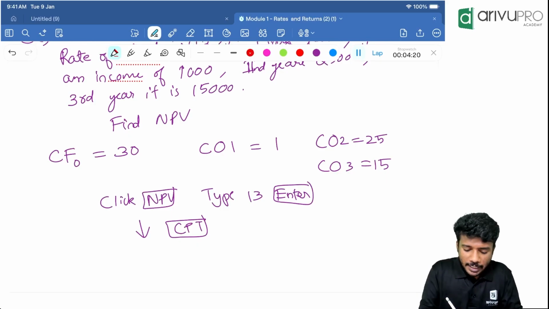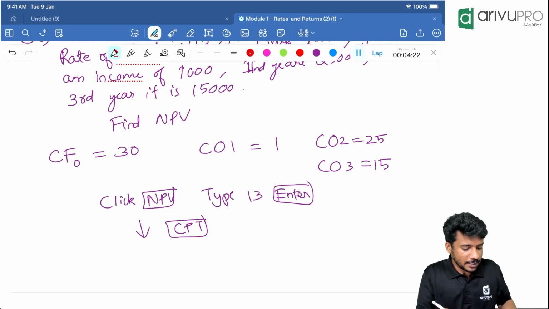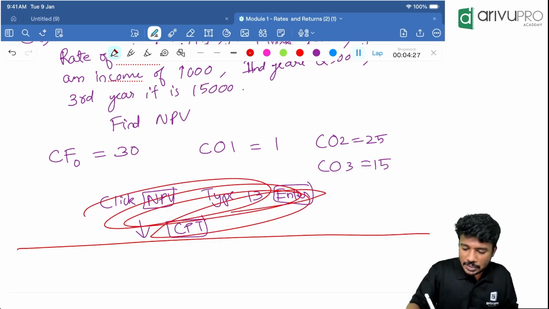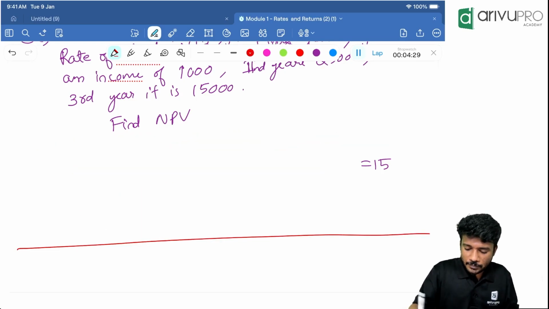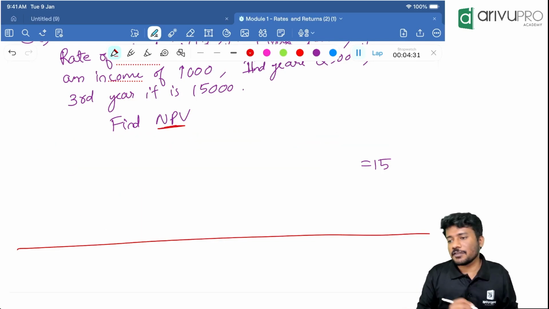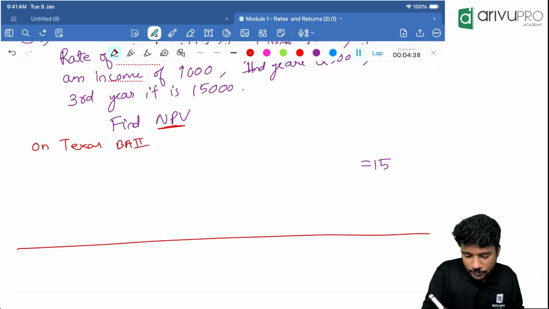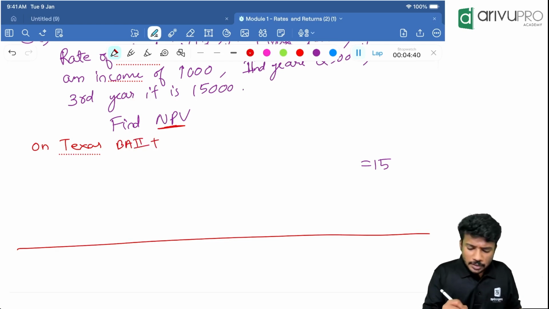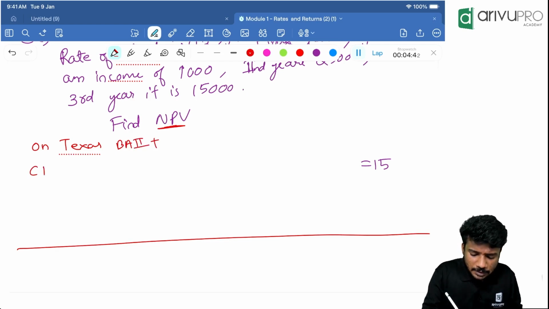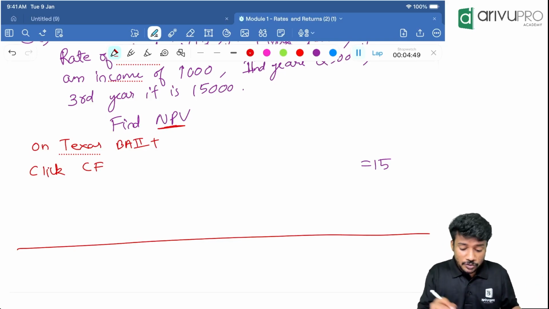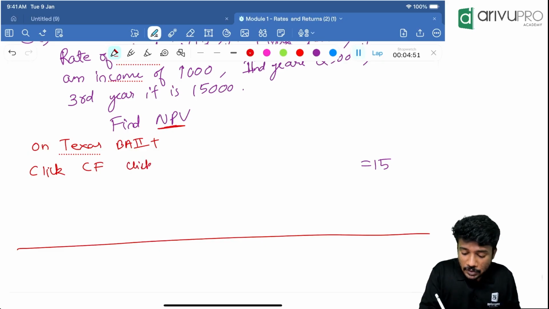Perfect. So on the calculator, the first step is to clear everything. We are computing the NPV value. On the Texas calculator, click the CF button. Once you click the CF button, you will see that many values are already written there. So you will click the second button.